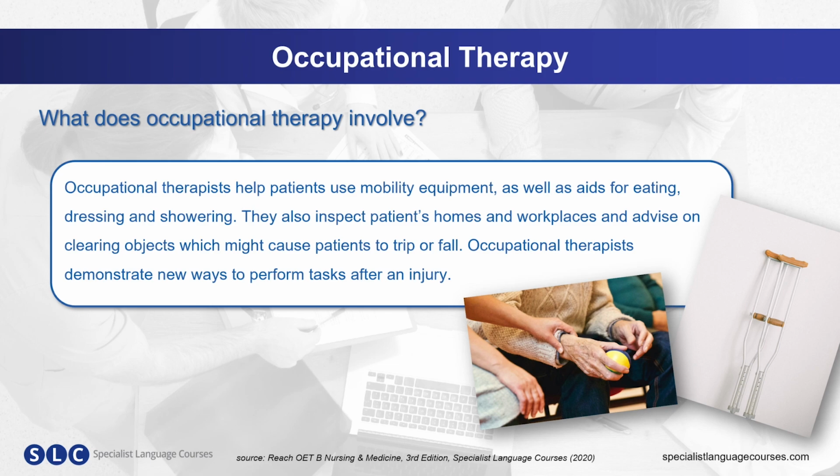We can see that occupational therapists deal with many things, including aiding mobility, eating, dressing and showering, as well as performing home and workplace assessments. They can also help a patient perform tasks following an injury. When you understand the scope of occupational therapy, it can help you in the reading and listening papers, where any of the 12 professions could come up.